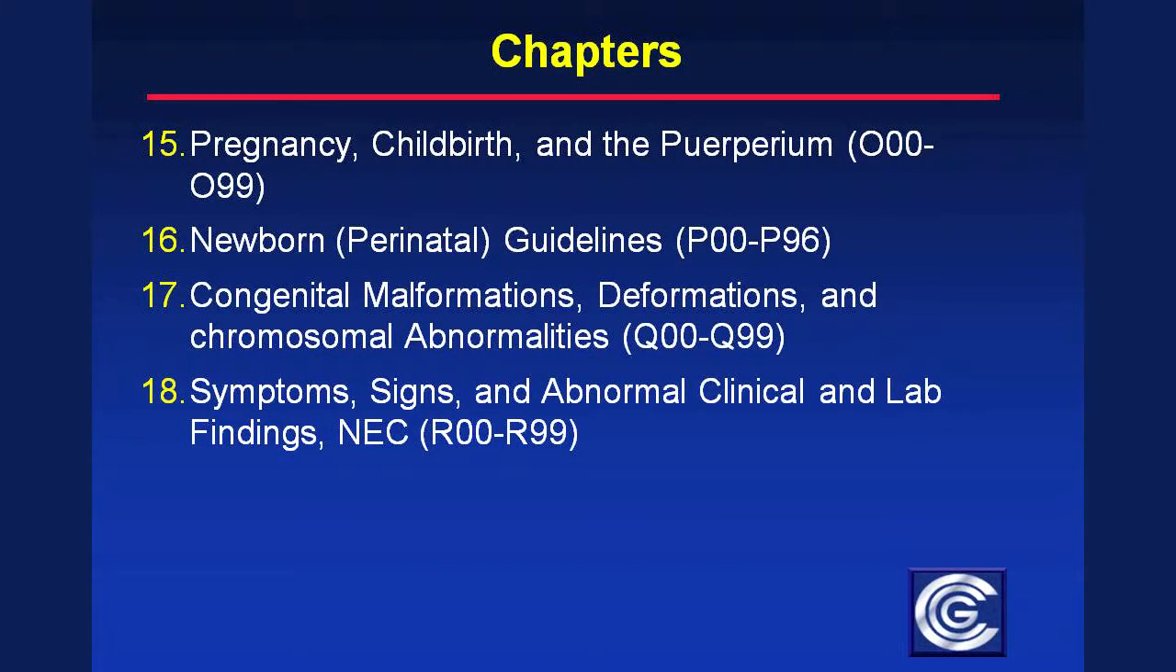Chapter 15, Pregnancy, Childbirth, and the Puerperium. Chapter 16, Newborn, Perinatal Guidelines. Chapter 17, Congenital Malformations, Deformations, and Chromosomal Abnormalities. Chapter 18, Symptoms, Signs, and Abnormal Clinical and Lab Findings.